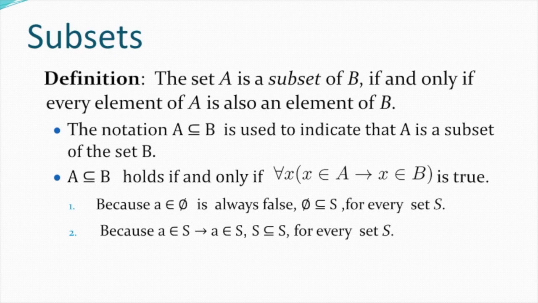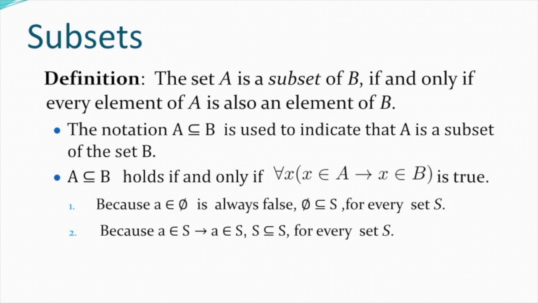Now what do we mean by subsets? There is a set called A, and it will be a subset of the set capital B if and only if every element of A is also an element of B. But this does not necessarily mean that the elements of B should exist in A. This means the set B could have more elements than the set A, and still set A is a subset of set B. The notation A is a subset of B is used to indicate the subset relationship, and A is a subset of B holds exactly when, for every X, if X belongs to A, then it belongs to B.